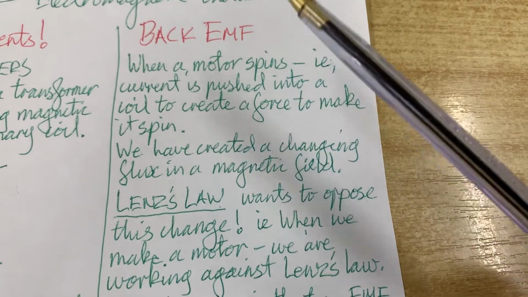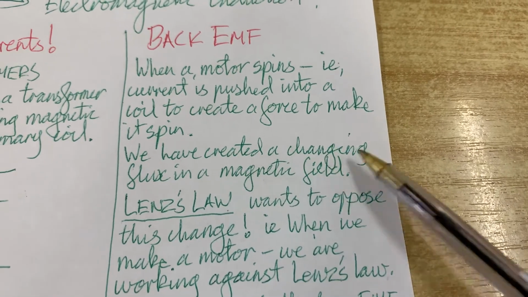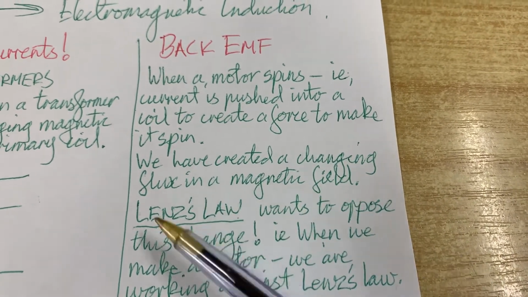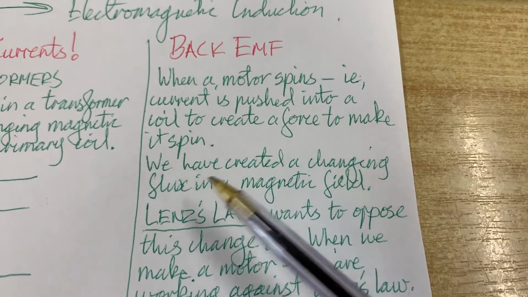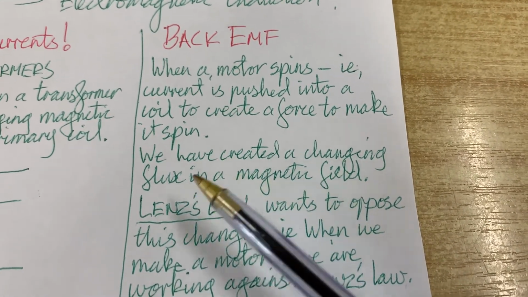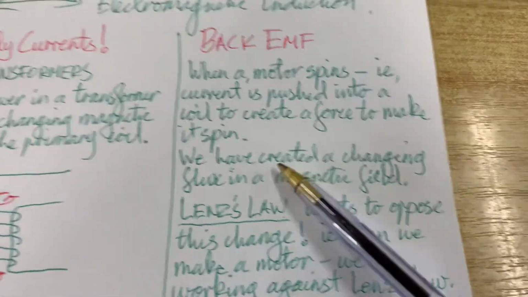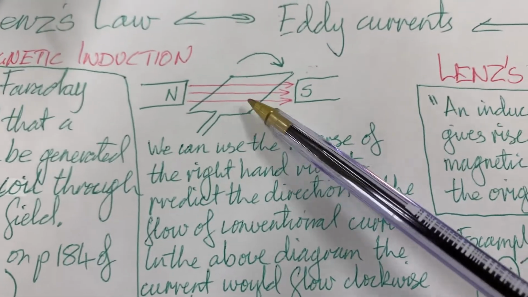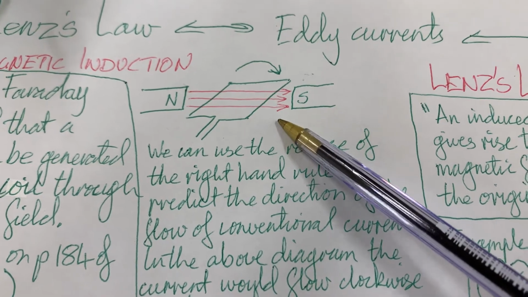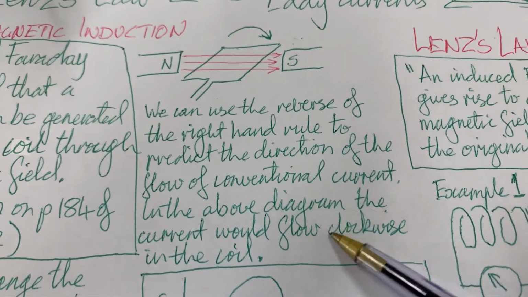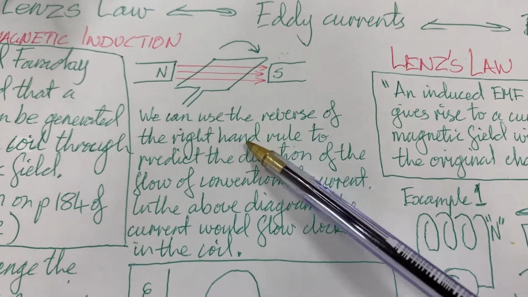All right, now, Lenz's law, we have created a changing flux in a magnetic field. So now we have a spinning coil in a magnetic field. We've created one deliberately. And if we go back to here, we've got a coil that we're deliberately spinning in a magnetic field. What happens? Well, we produce electricity. And that's what all of this is about. We induce a current. We're producing electricity.